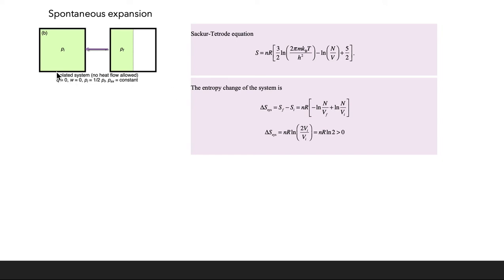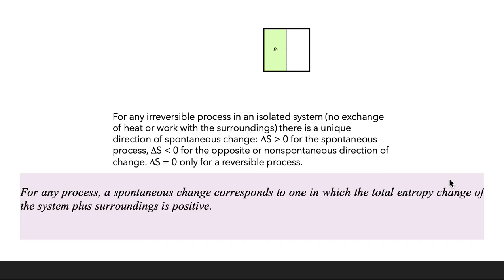Now, the system is isolated. There's no heat flow to the surroundings. If there's no heat flow to the surroundings, the entropy change in the surroundings is 0. So the total entropy change is the sum of those two terms, and it is indeed, again, a positive number.